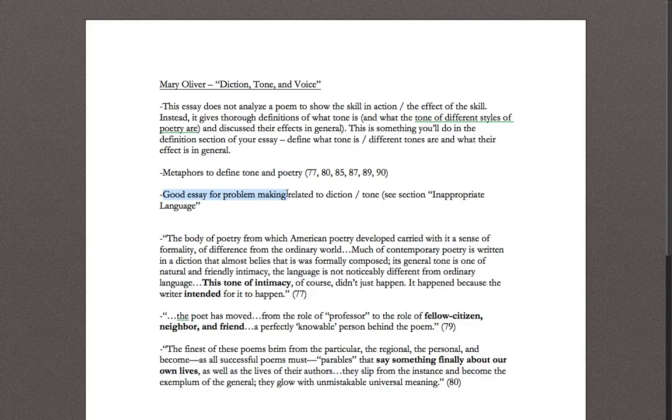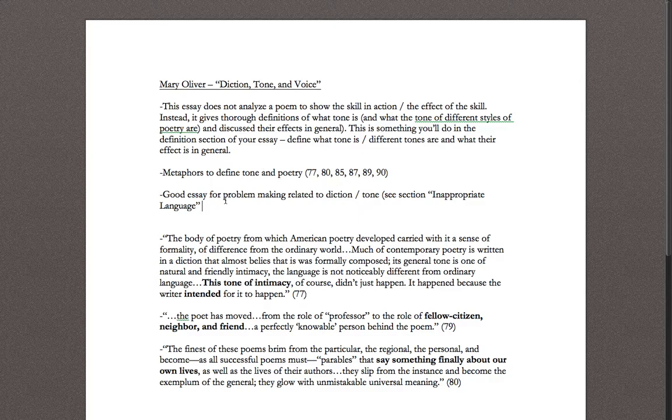Now, I just said that this isn't a persuasive essay per se. She doesn't identify a specific audience and problem, but there's almost a kind of indirect problem-making section related to diction and tone in the section called inappropriate language. It's more like what Mary Oliver is doing is warning her readers not to use this kind of language, but you can imagine easily being able to turn this into a problem-making section: people who don't understand poetry or people who are first writing poetry use inappropriate language when it comes to diction choice and tone.